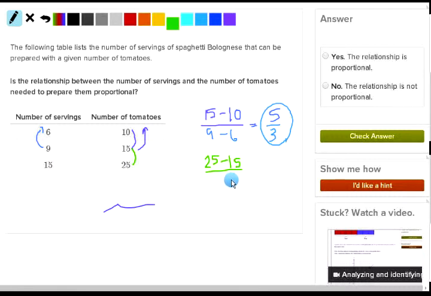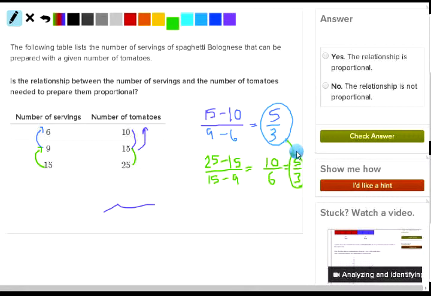So there's 25 and 15. And if I do that on this side, then I must pick 15 and 9. 25 minus 15 is 10. 15 minus 9 is 6. It can reduce to 5/3.